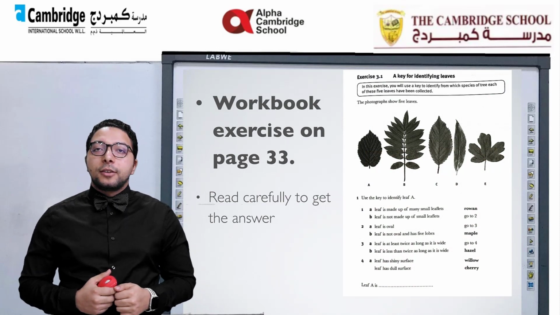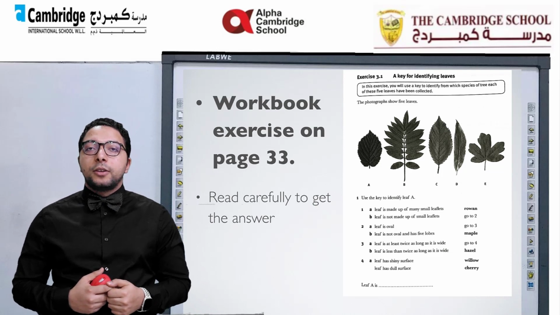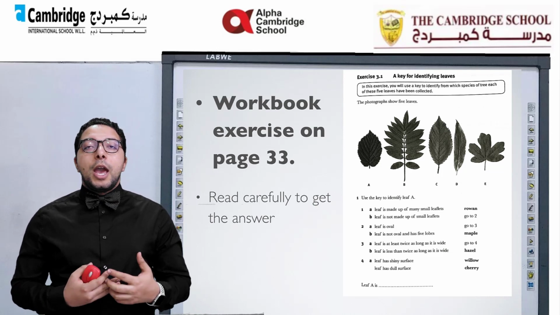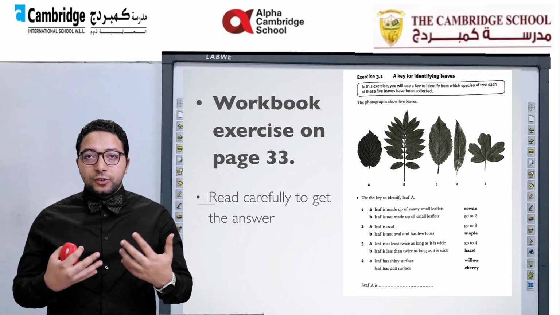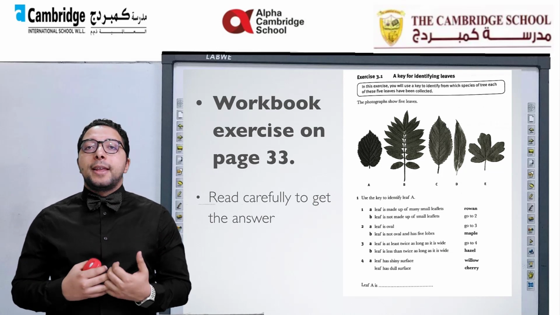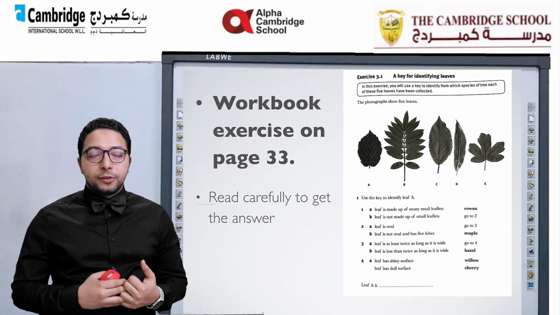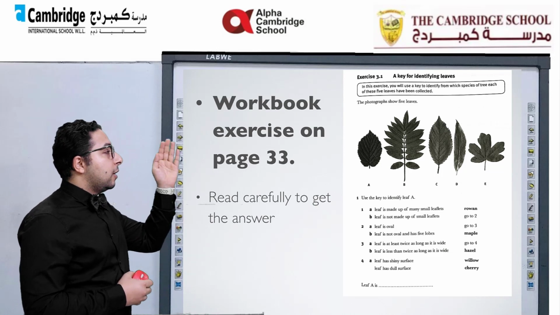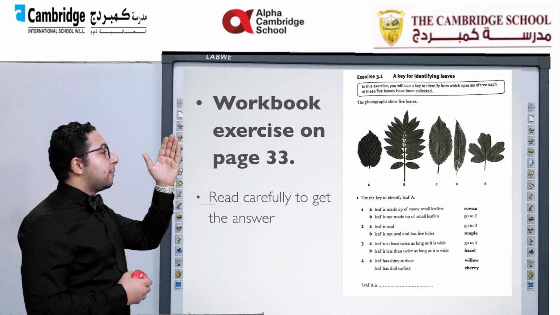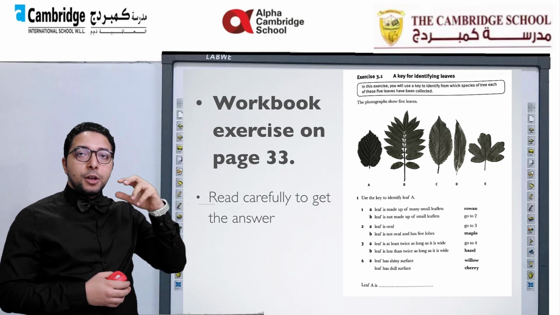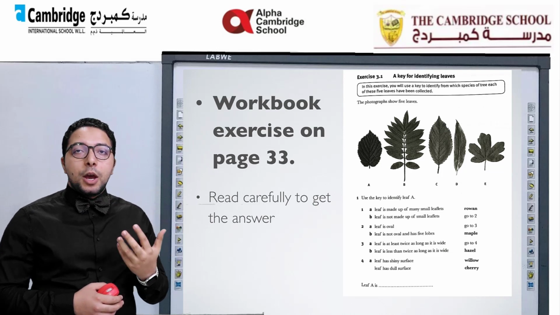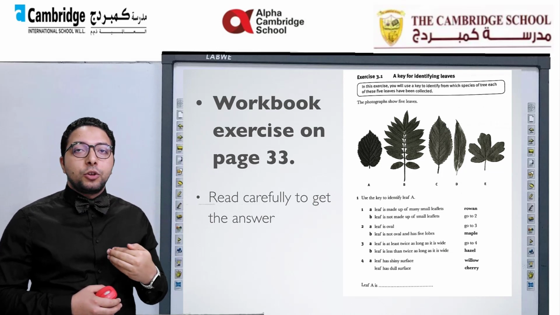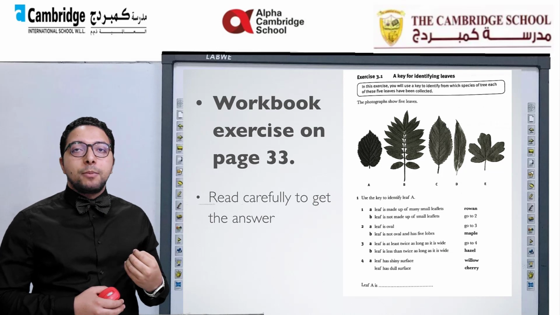Okay guys, as you can see, exercise 3.1 is giving you different leaves, and you have a key. Through questions you're going to figure out the name of leaf A, the first leaf. So let's see. Use the key to identify leaf A. You have sets of questions. Within these questions, based on your answer, we're going to find out the name of this leaf.